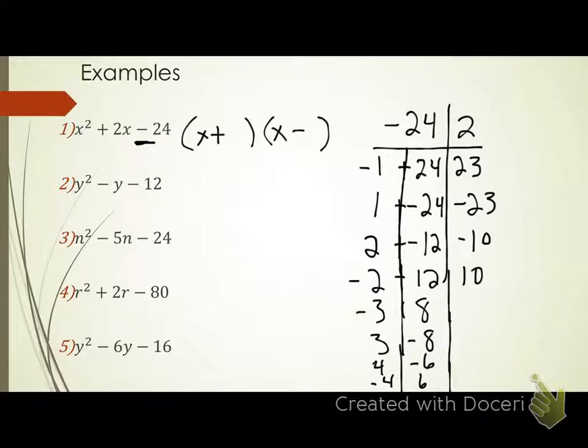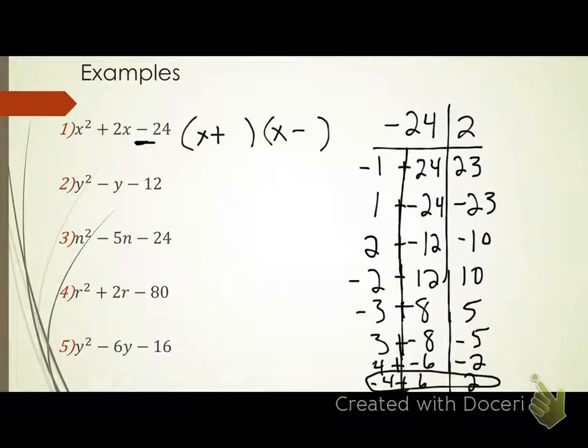Positive 10. Have we found it yet? No. Negative 3 plus 8. 5. 3 plus negative 8. Negative 5. 4 plus negative 6. Negative 2. Negative 4 plus 6. Positive 2. So which one is it? The last one.